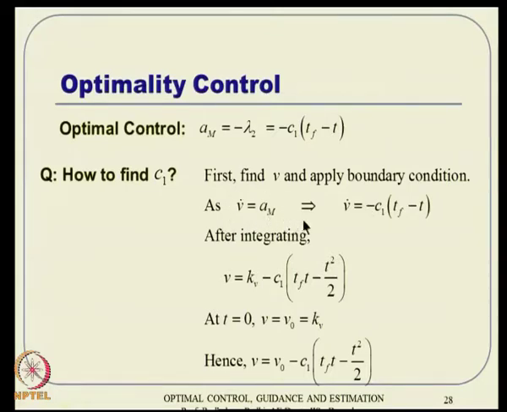So, V dot is Am, and Am is something like this. Substitute that, you get V dot, integrate one time, and then you will get something like Kv, which is the constant of integration, minus the integral of that, which is C1 times (Tf T minus T square by 2). Now, we apply the boundary condition that at T equal to T naught, V equal to V naught. That means Kv is nothing but V naught. So, V is V naught minus this expression.